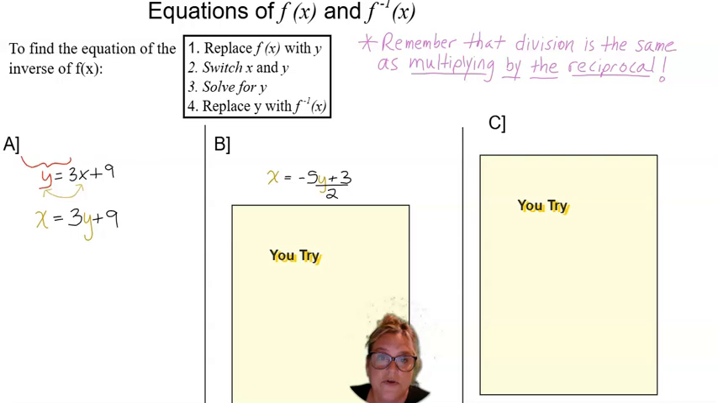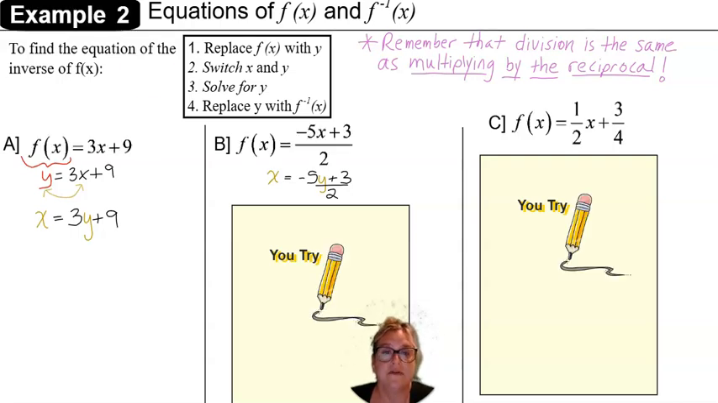So in example 2, we're going to find the equation of the inverse by following these 4 steps. Step number 1 is to replace f of x notation with y equals notation. Then step number 2, we switch the x and the y's position. So now we have x is equal to 3y plus 9. Next, we're going to solve this to get y by itself.